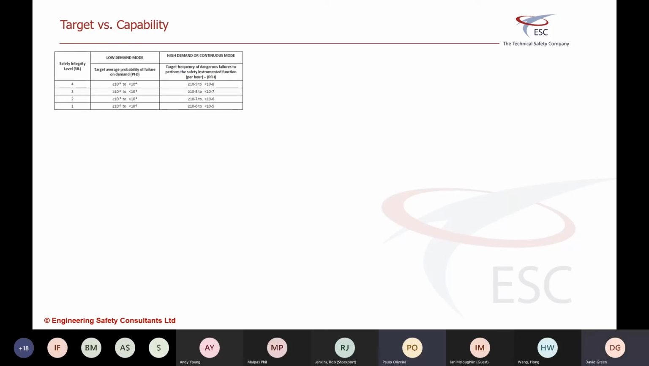So there's a table that tells you what a SIL is, and depending on the demand mode you're applying to your system, it could be low demand or high demand, and that will dictate if you're using PFDs or PFHs, probability of failure on demand, or average dangerous failures per hour.